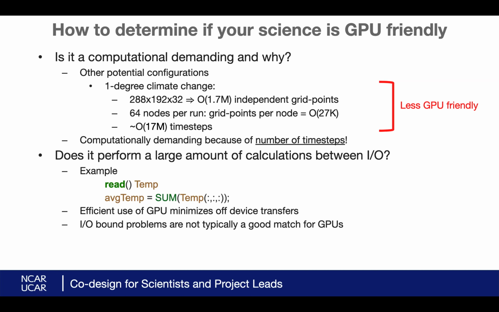When we're thinking about GPU versus CPU, I always think about a single GPU versus a node. But you need to run this for 17 million time steps. The reason this problem is computationally demanding is the number of time steps. The number of grid points is actually pretty modest. If you only had to run it for 1,000 time steps, then this wouldn't be a computationally challenging problem at all, I would argue. But these are very long time simulations. There are other issues that I'm going to get into in the next slide.